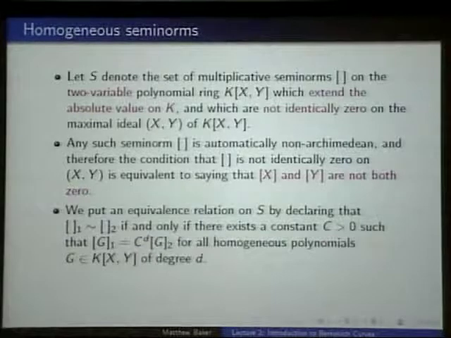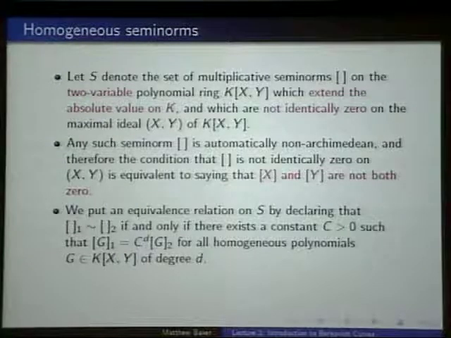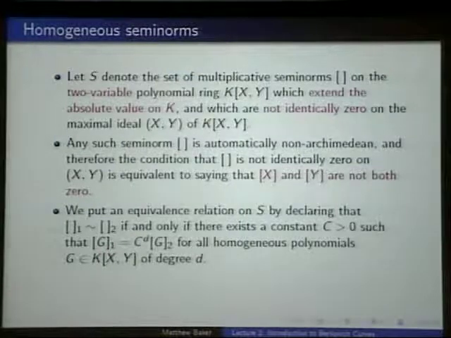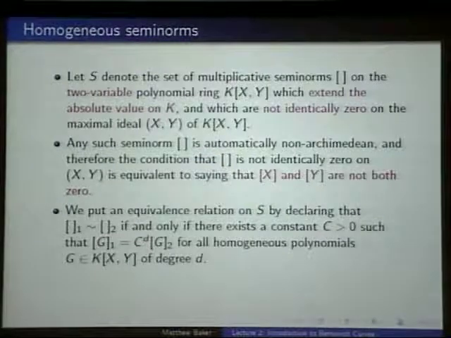And so we'll put an equivalence relation on this set of multiplicative seminorms on the two-variable polynomial ring, by declaring that two such seminorms are equivalent if there's a positive constant c so that if g is homogeneous of degree d, then the first norm should be the second norm times c to the d. So they scale in some evident manner with respect to homogeneous polynomials.